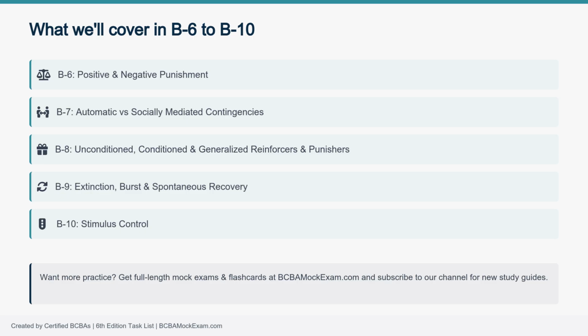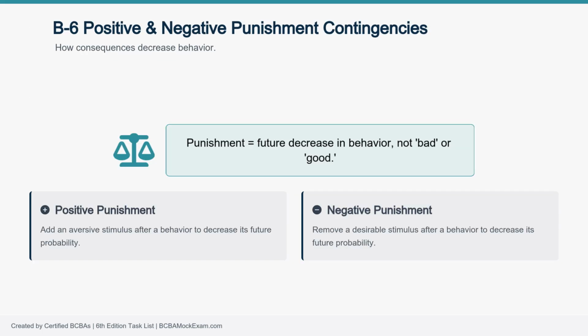If you can comfortably explain each of these to someone else, you're in a strong position for Section B questions on test day. Here we zoom in on the core idea of punishment as the exam defines it. Punishment simply means a consequence follows a behavior, and the future probability of that behavior goes down in similar situations. It's not about being mean or about how something feels in the moment.